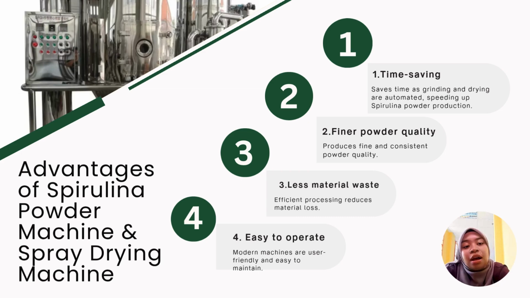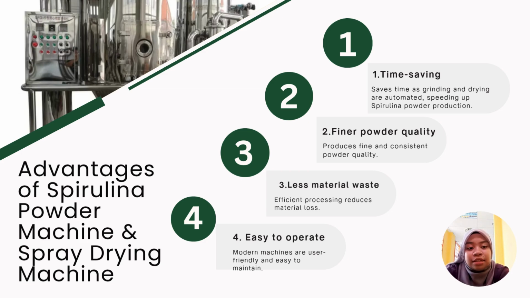So next, I want to move to the advantages and disadvantages of the spirulina powder machine and spray drying machine. Okay, the first is time saving. This machine helps speed up the grinding and drying process, which means we can produce spirulina powder faster compared to the manual method. And the second is final powder quality. The machine ensures that the spirulina powder is smooth and consistent, which is very important for product quality, especially in supplement or health food production.